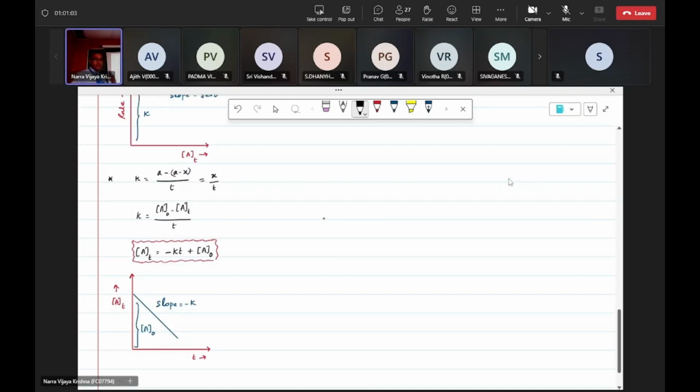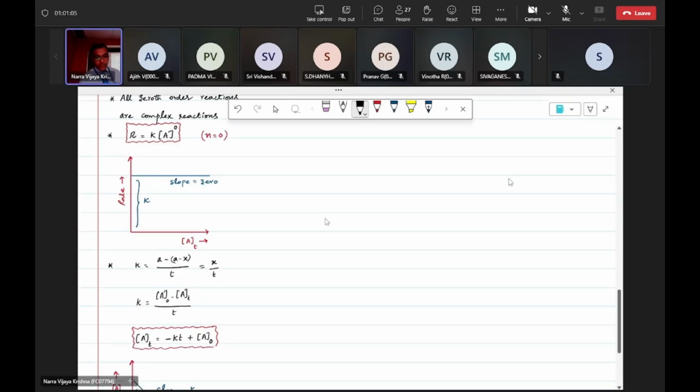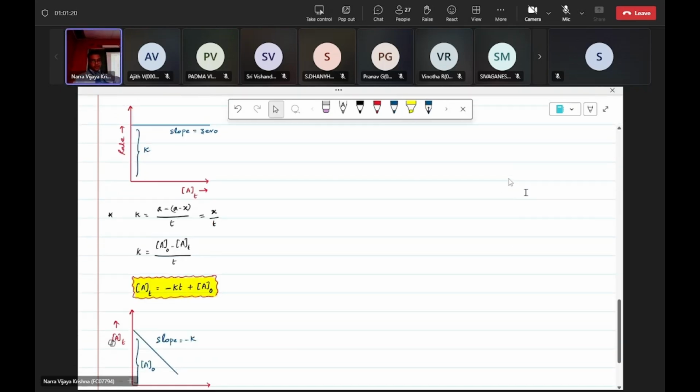This is another equation. So we are seeing different equations, sir. This is one type of graph between rate versus concentration. Second type of graph between concentration versus time. Third type of graph, sir.